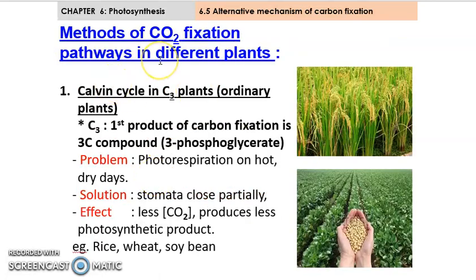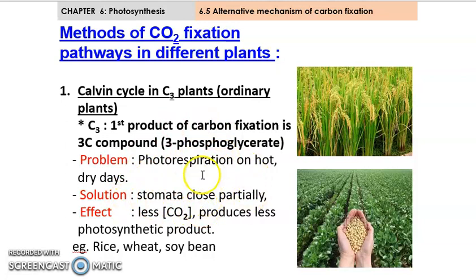Okay, so this one we look at the methods of carbon dioxide fixation pathway in different plants. Okay, so firstly, Calvin cycle in C3 plants or ordinary plant. Okay, so the first product of carbon fixation is a 3 carbon compound that we call 3-phosphoglycerate. So yang ini macam yang kita dah discuss di dalam Calvin cycle. But what is the problem? Okay. Selalunya kalau untuk ordinary plant ataupun C3 plant ni dalam keadaan hot and also dry condition, so dia akan berlakunya photorespiration. Okay, so what is the solution?